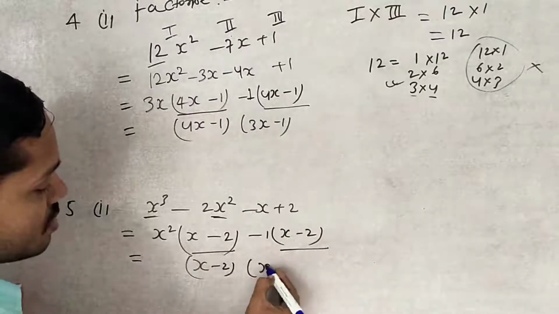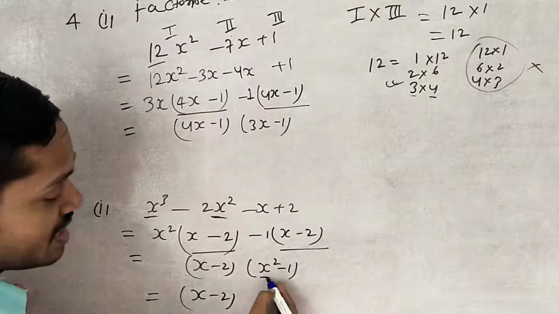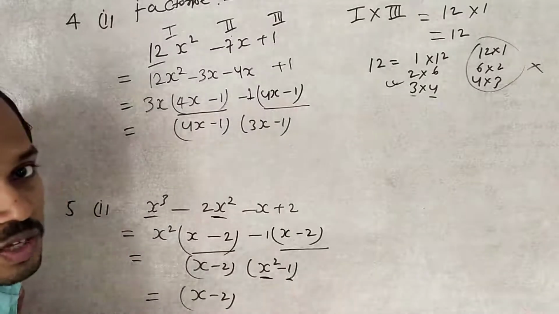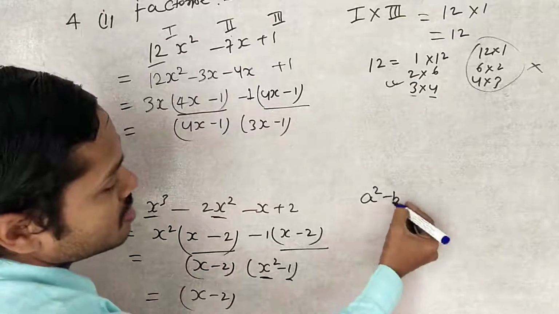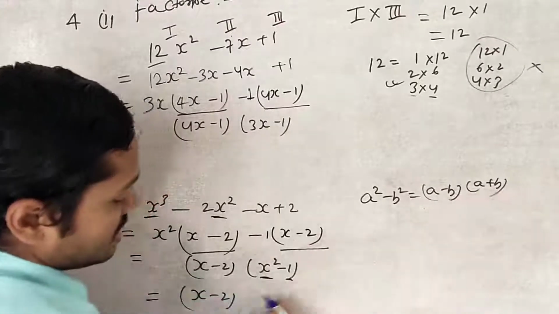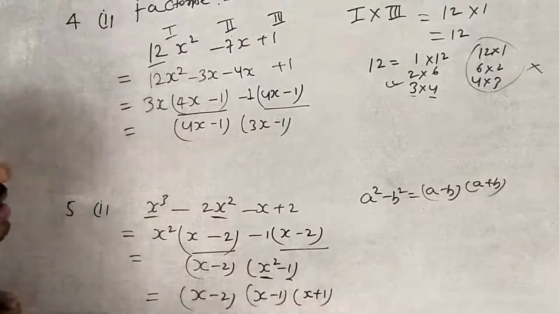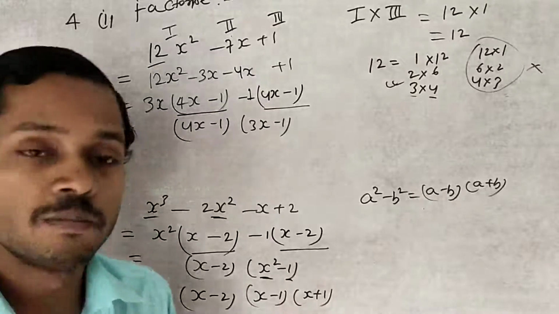And there is x square minus 1. So same as before, x minus 2 is there. But look at this: a square minus b square. What is the formula? a minus b into a plus b. You can write x minus 1 times x plus 1. Clear? I request all of you to complete all of the questions.